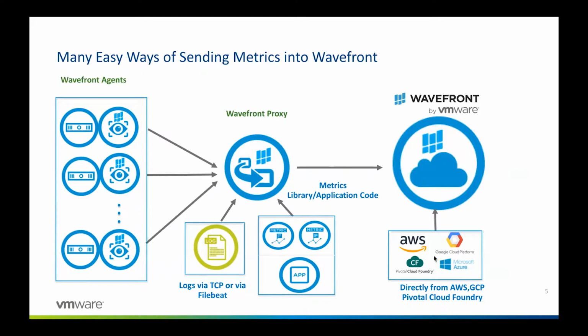Your application can send metrics directly to a proxy without an agent. We support code instrumentation, and we'll use libraries such as Dropwizard or others to send specific application metrics into Wavefront. You can also pull data directly from AWS using APIs, CloudWatch, and CloudTrail. And then, of course, we create metrics from logs. This could happen in the case of, say, a web server such as Nginx or Apache.